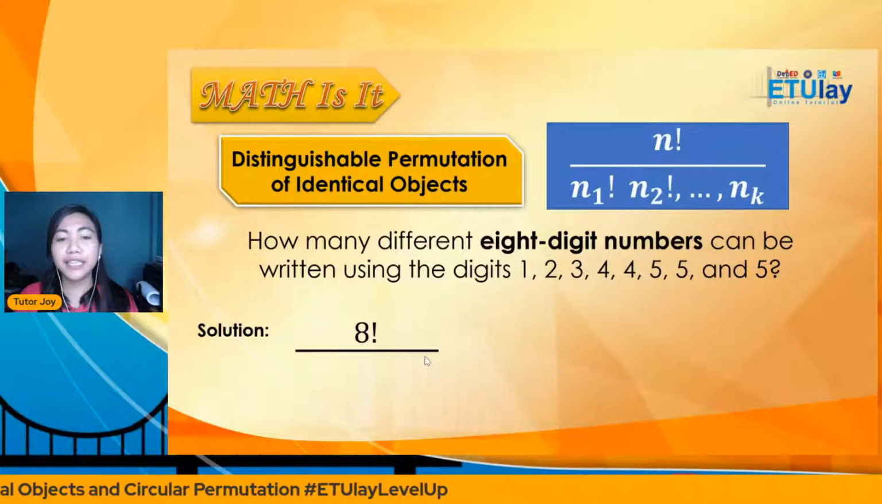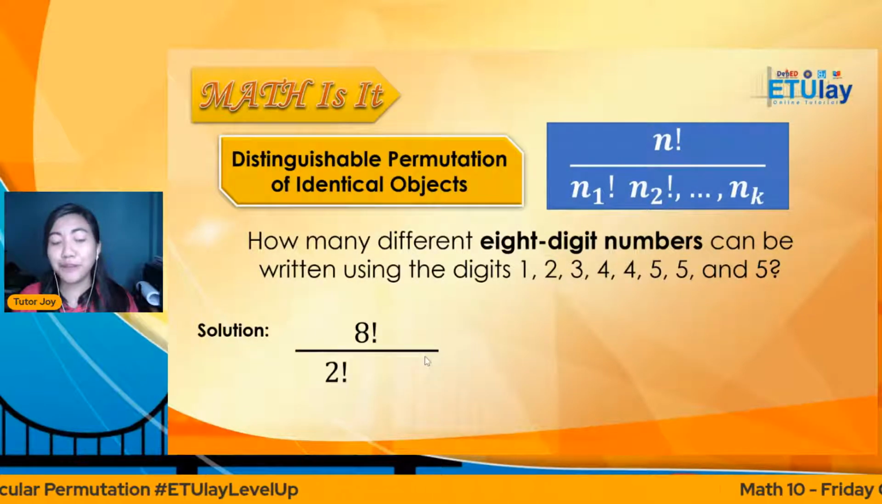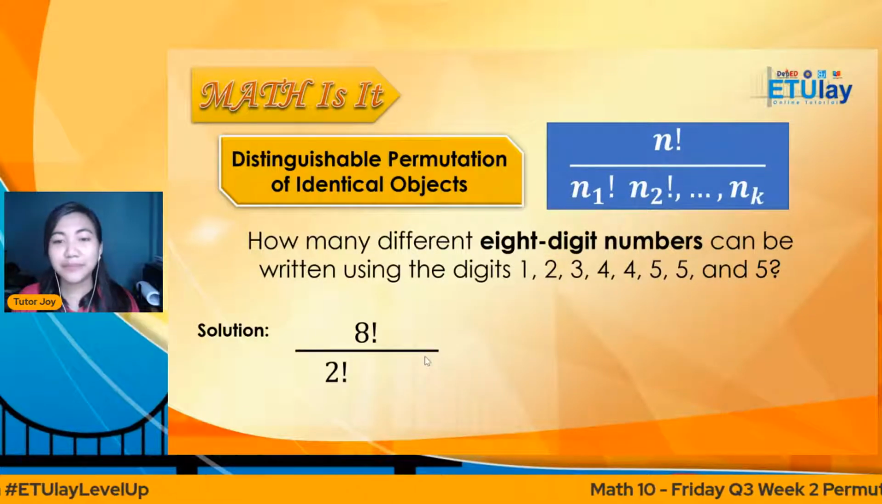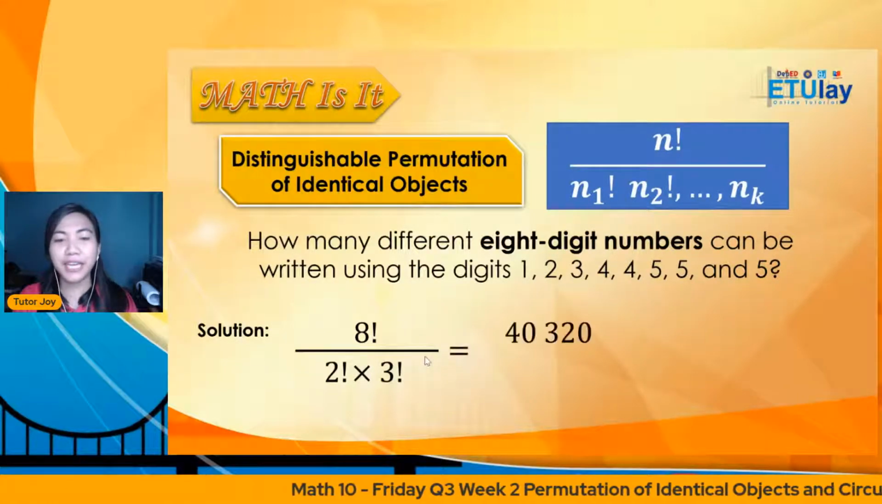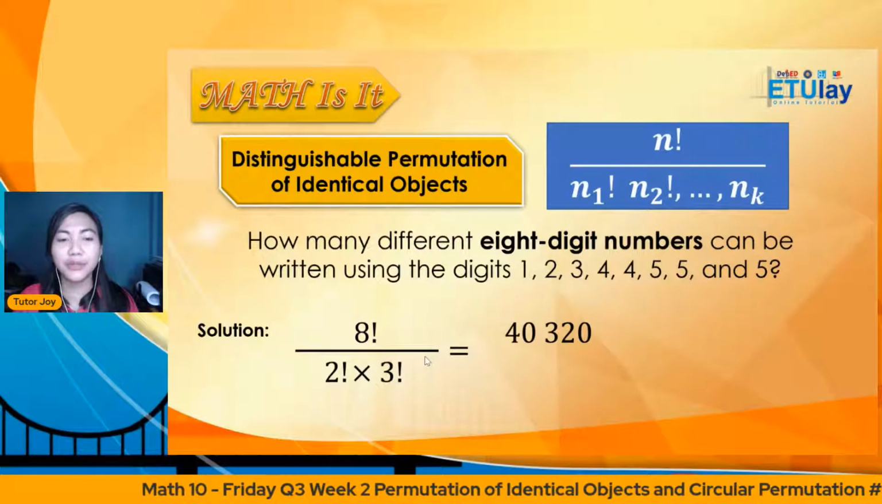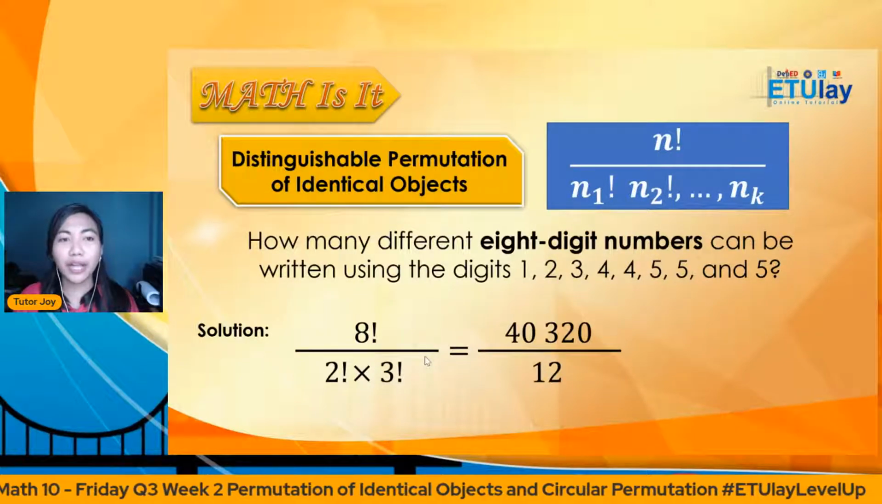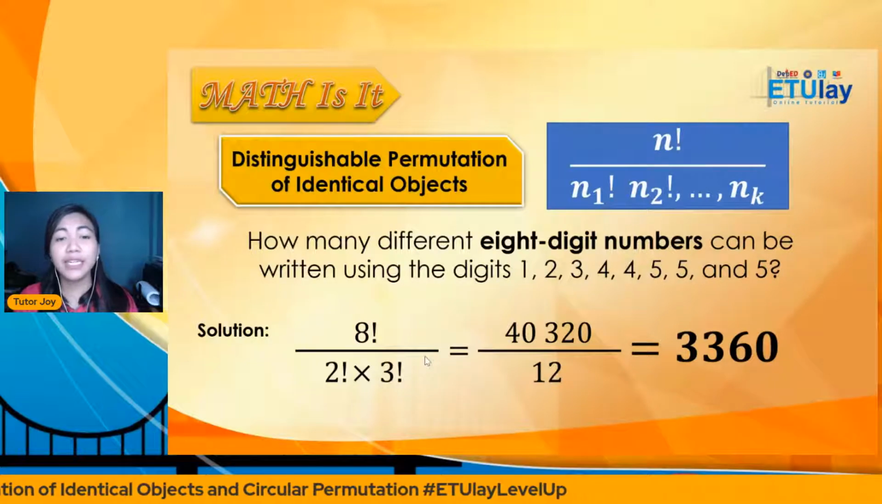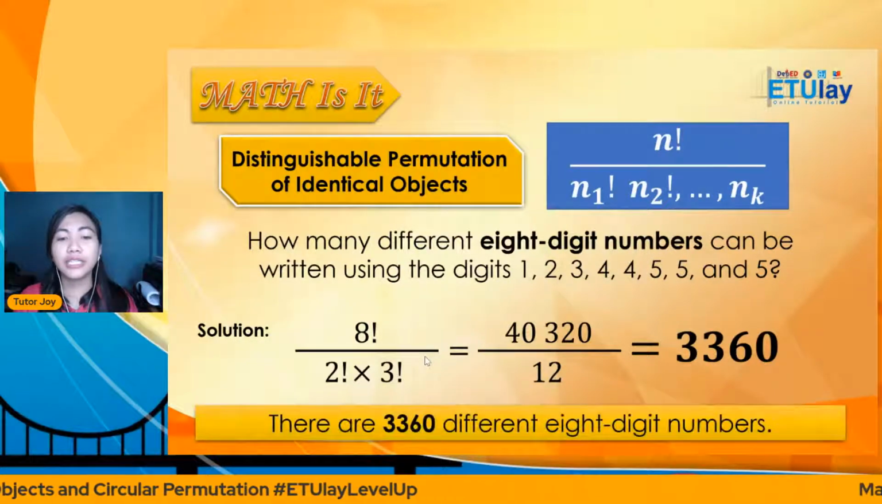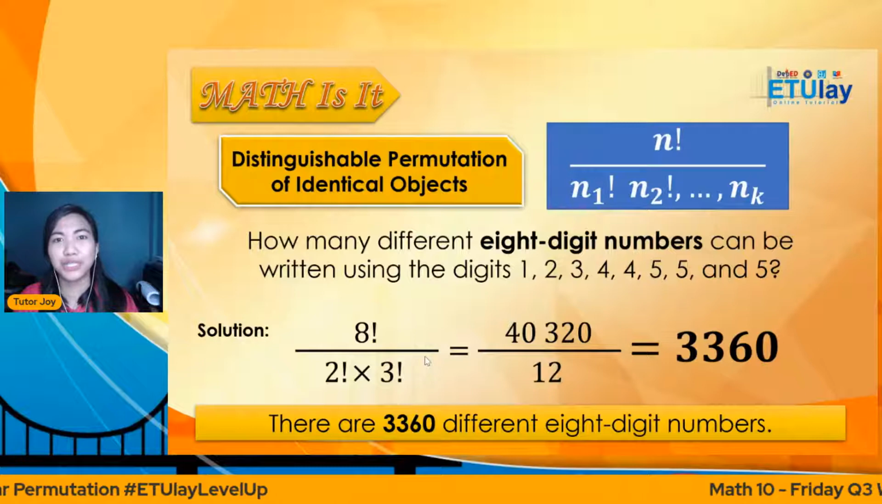So that is divided by the product of 2 factorial and 3 factorial. So simplifying, we have 40,320 divided by 12, and that is 3,360. What does it mean? There are 3,360 different 8-digit numbers. Okay?